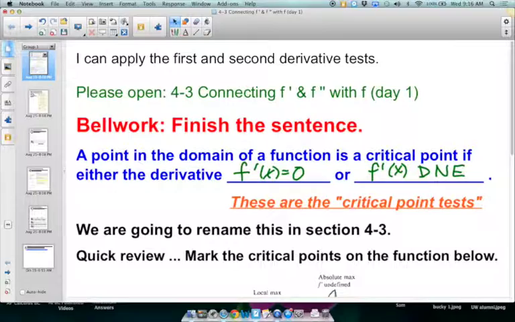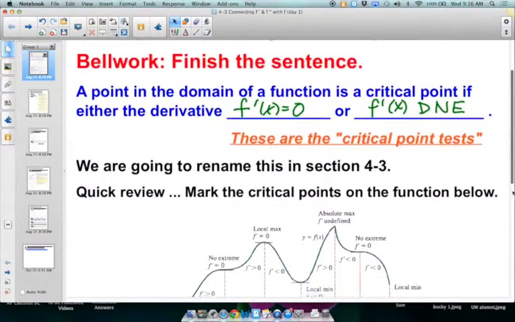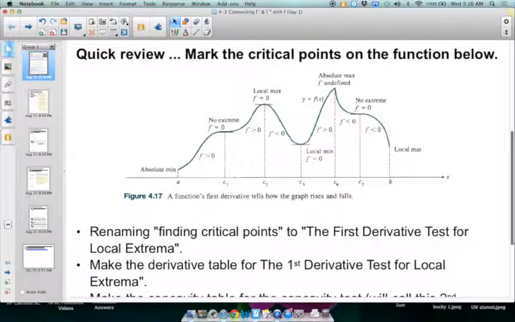And we're going to kind of rename it, but we'll get to that in a second. So if we were to look at this graph here, and I would ask you to mark the critical points here, how many critical points do we have based on that definition? And where are they? 6. This is 5. So how many critical points do we have? We have 5.